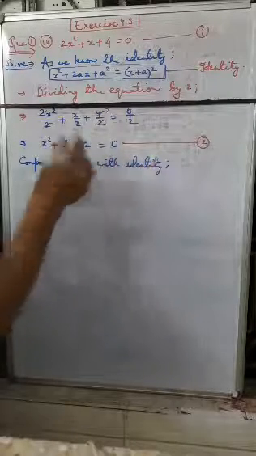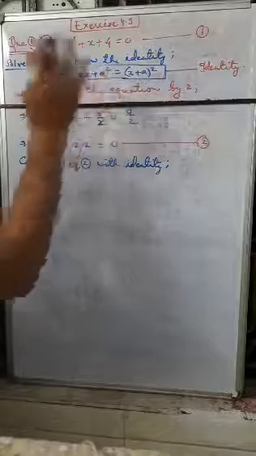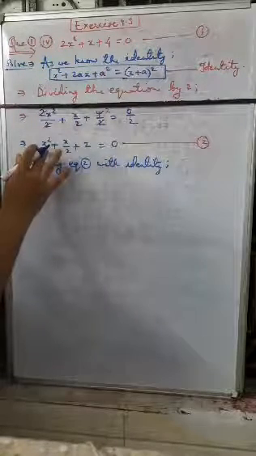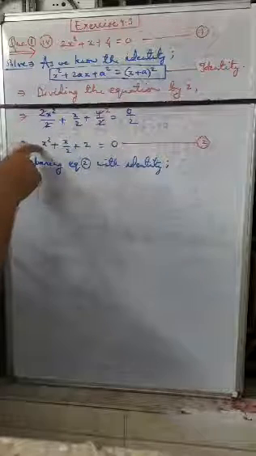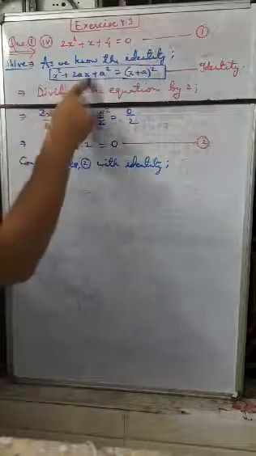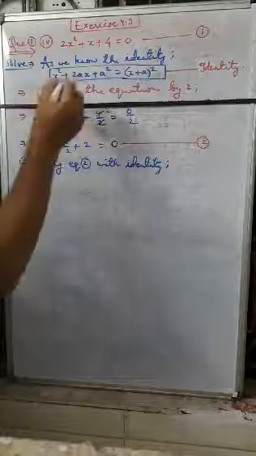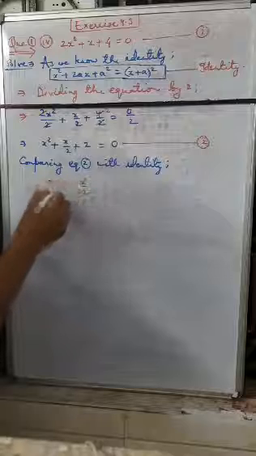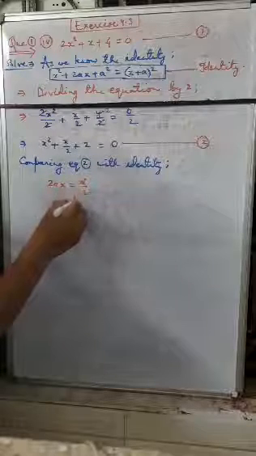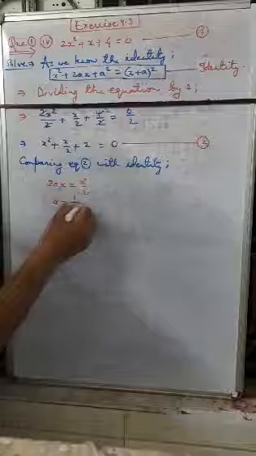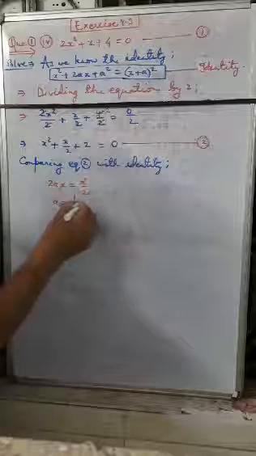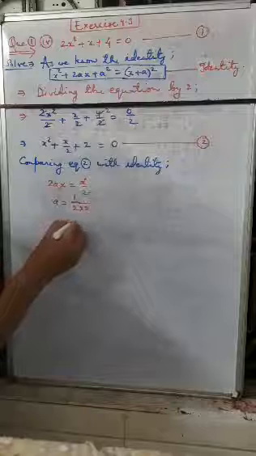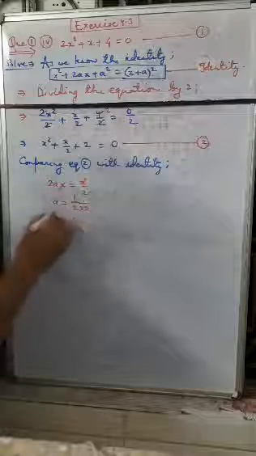In the identity, on the left-hand side we have x² + 2ax + a², and here we have the equation x² + x/2 + 2. That means the coefficient of x² is 1 on both sides, but 2ax is equal to x/2. So we write 2ax = x/2. The x cancels, so a = 1/2, and transferring 2 to the denominator of the right-hand side, 2 into 2, a = 1/4.